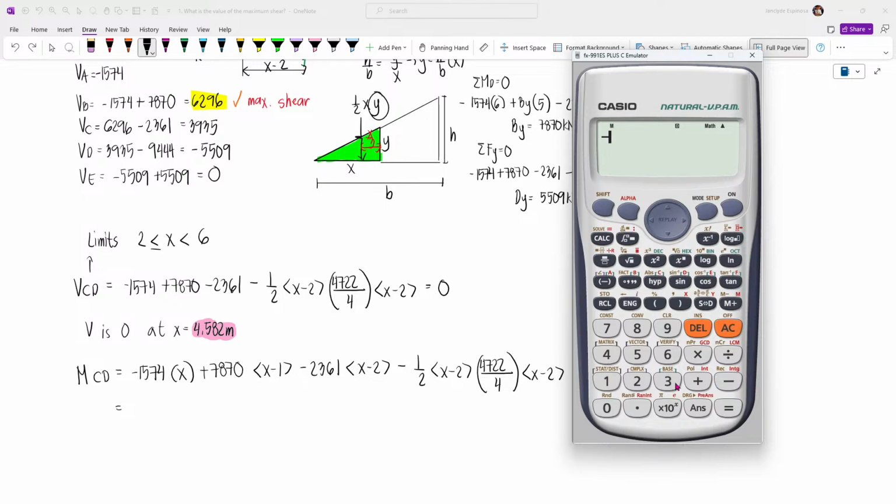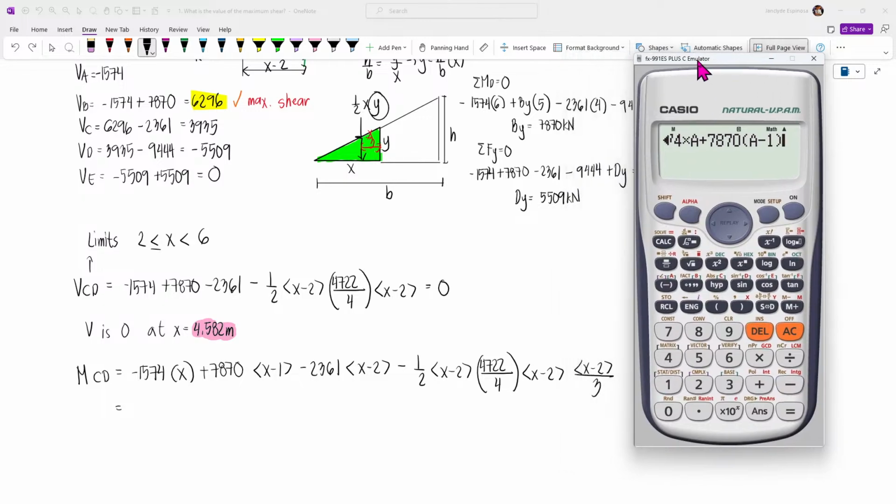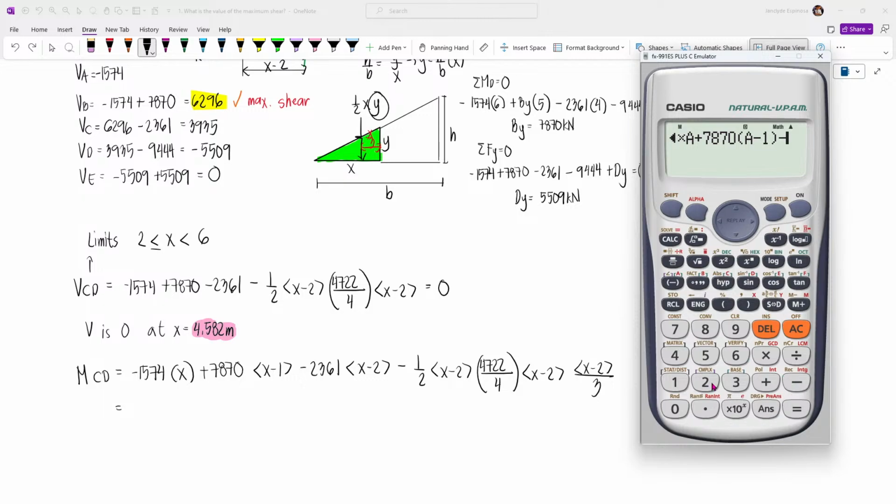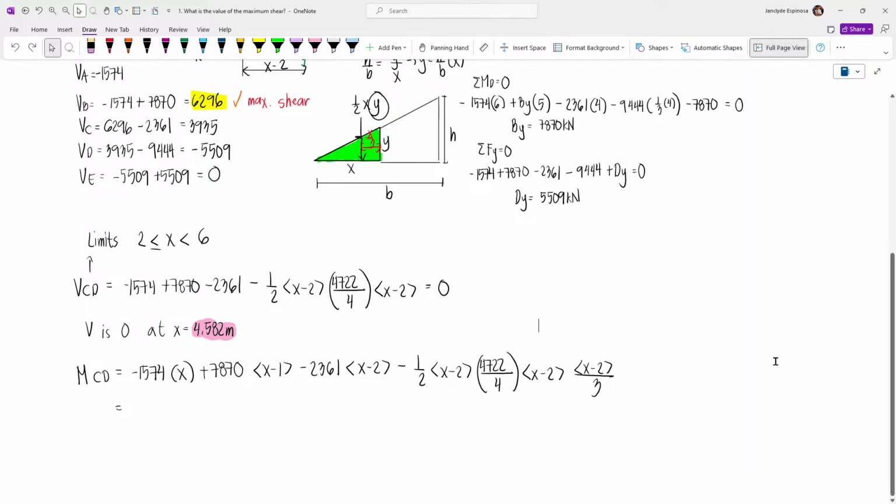It's already stored. So, minus 1574 times A plus 7870 times A minus 1, and then minus 2361 times A minus 2 minus 1/2 times A minus 2, 4722 over 4, and then A minus 2 multiplied by A minus 2 over 3. By the way, it's a bit hard to type in the calculator, especially if the terms are long.